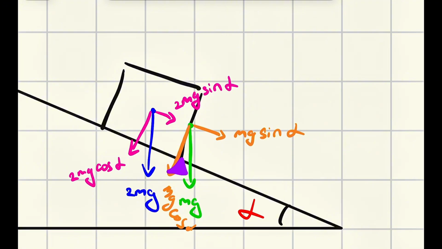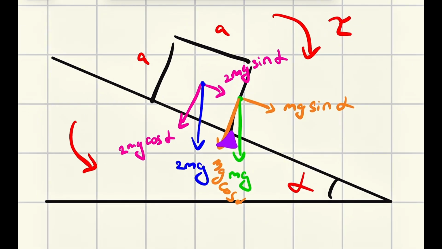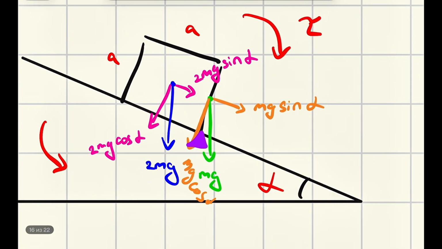Mg cosine alpha, 2 mg cosine alpha, they would still exist. That would not be a problem. So what we have here, what are the forces? We have here the length of a, here as well, and definitely if this thing tries to turn over, then there are some torques like this. And there is one more torque, which is here. In fact, here we have two torques.